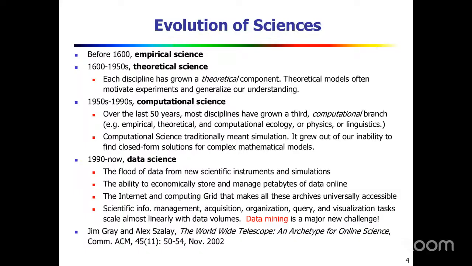That is 1600 to 1950s, empirical science, theoretical science, computational science. In computational science, we have computational ecology, physics, and linguistics. Linguistics is nothing but the language, right? Computational science traditionally means simulation. And there comes the 1990s till date, that is the concept of data science.